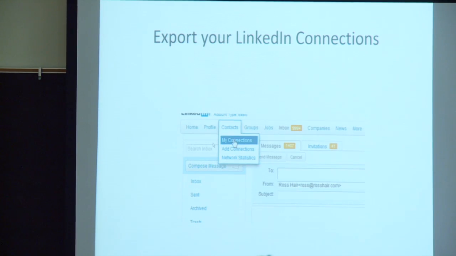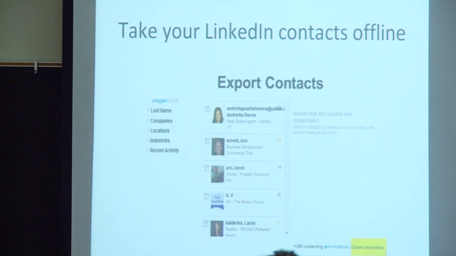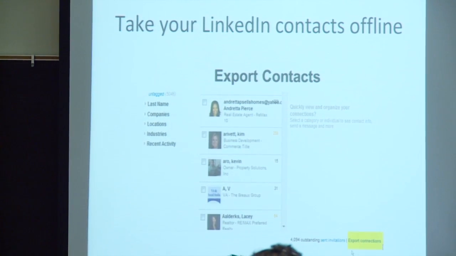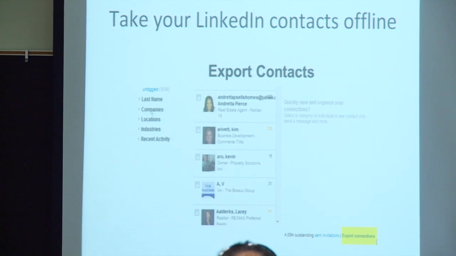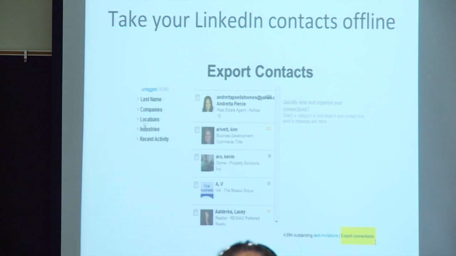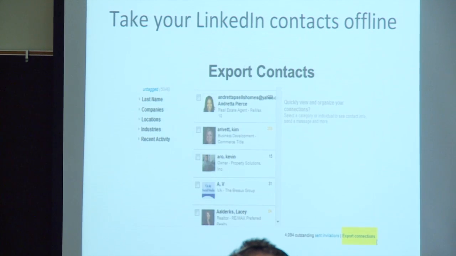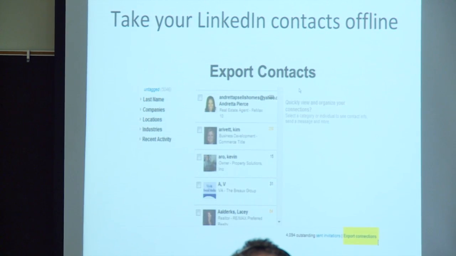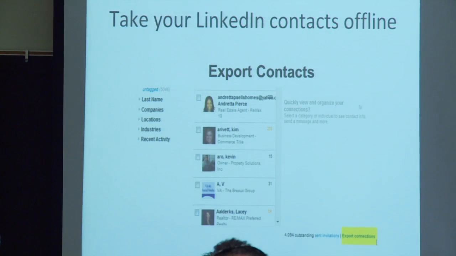So all you do is you go up here to Contacts, you click on My Connections, then you go down here to Export Connections, and before you do that, you just click off the connections that you want. You can do it by company, by location, by industries, by activity. So when you're exporting your contacts off of LinkedIn elsewhere, you can choose which ones you want to export. As you're migrating them somewhere else, you can be selective about doing that. Instead of just pulling them all off at once, you can pick and choose the ones that you want.